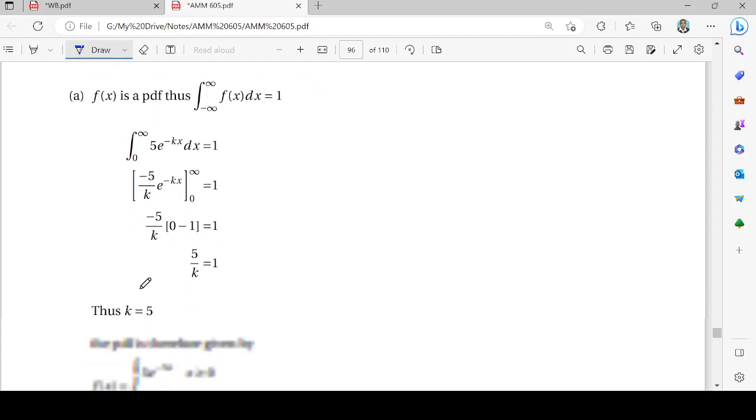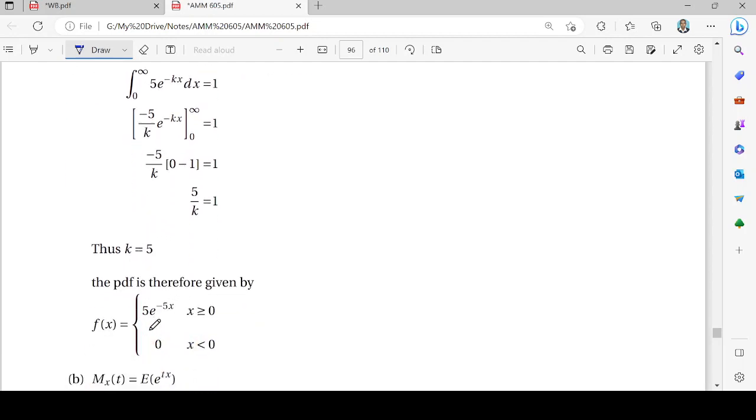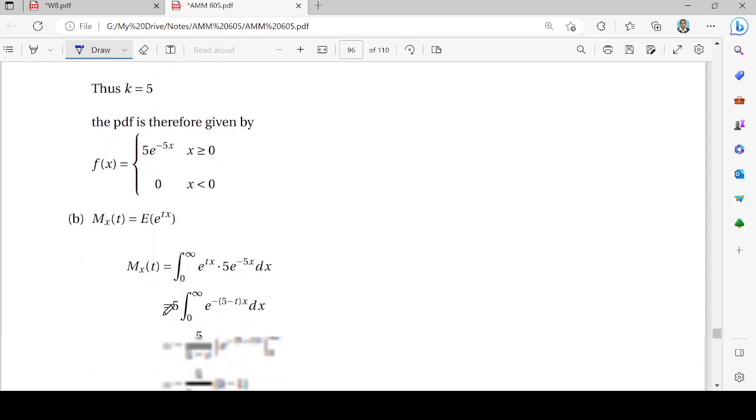So when we integrate, we get the value of k, which is 5, and then we substitute. And then we can find the moment generating function the same way as we have done in the previous example. So we find the moment generating function, which is the expected value of e raised to power tx. So again, we integrate, we see that the function here is 0 for x being negative. So we only consider from 0 to infinity, where the function is non-zero.